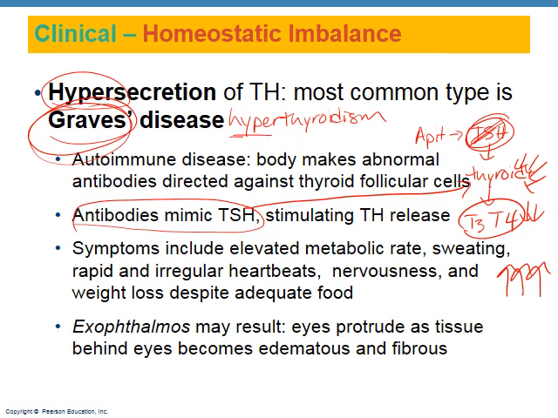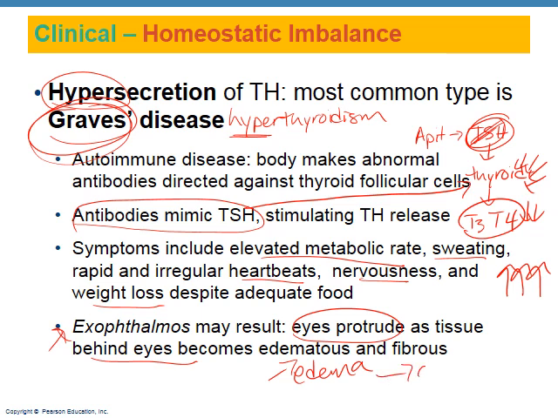So this is hyperthyroidism. So elevated metabolic rate, right? Sweating, nervousness, irregular heartbeats, weight loss. You might see this protruding of the eyes or bulging of the eyes. Basically, the tissue behind the eyes fills with fluid. They think maybe the antibodies are attracted to that area for some reason as well. And with the antibodies also goes water, so that you end up with your eyes kind of protruding out.